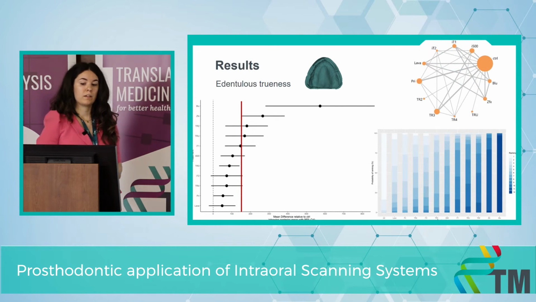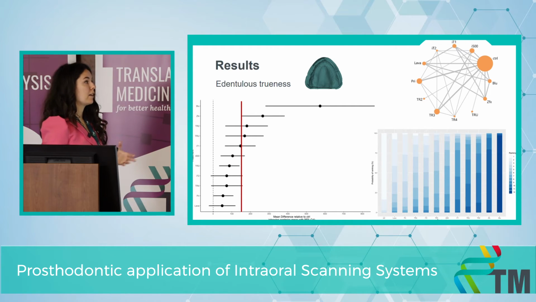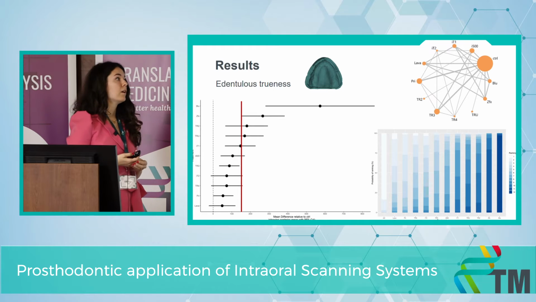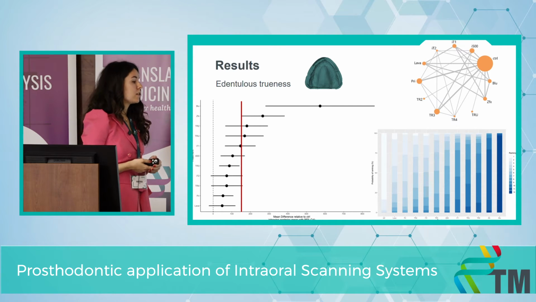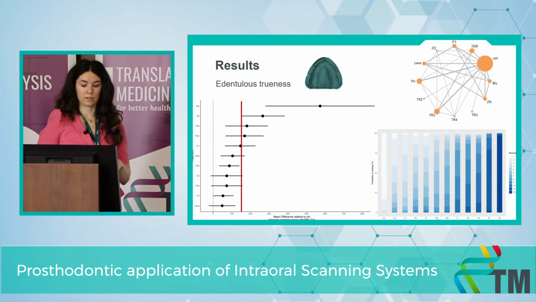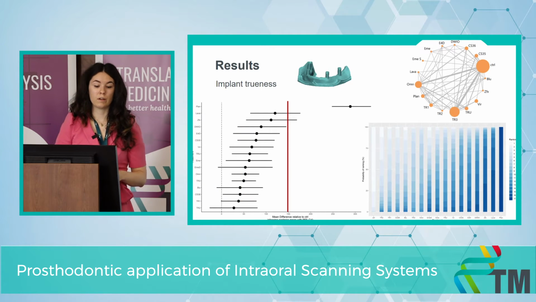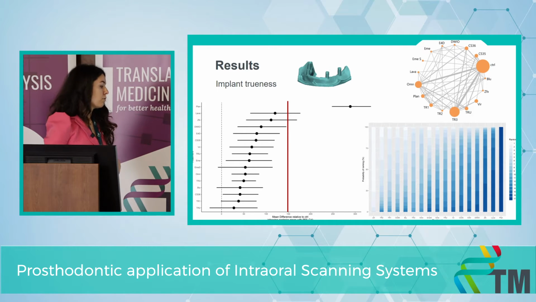As a result, in the edentulous cases, you can see a network plot showing the direct and the indirect connections between the reference and the intraoral scanners, and also a rankogram where the values show us the order of the scanners within this subgroup. The lighter the color is, the better the scanner is in this group. And now we have bigger differences between the scanners. Also in the edentulous implanted models, the difference is growing.